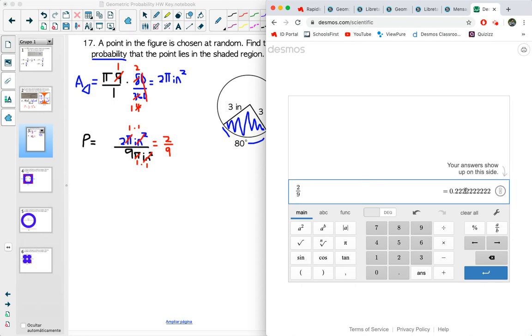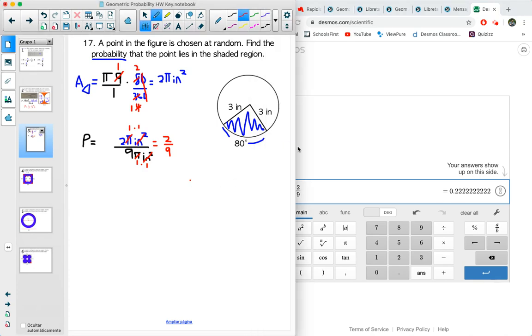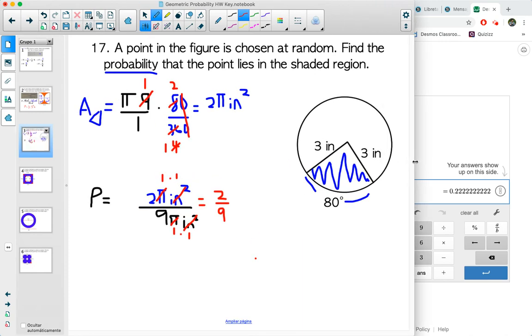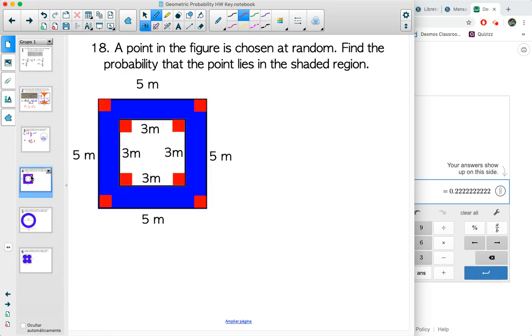So that's 22.2 repeating percentage. So pretty small percentage. Again, if you're playing this, your odds are not that good, just using math. Okay, so 22.2%.